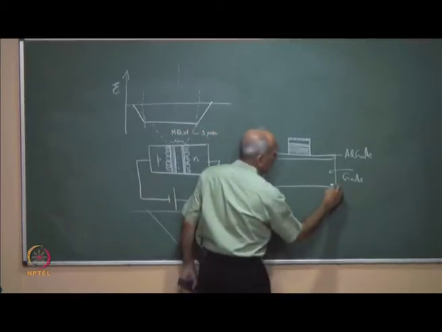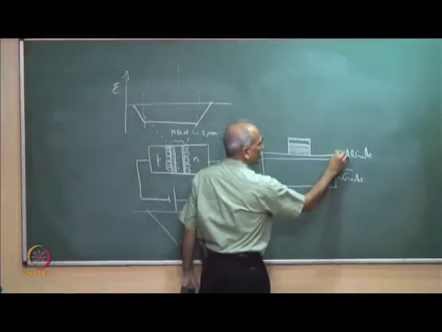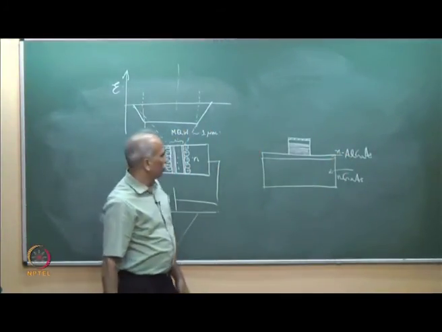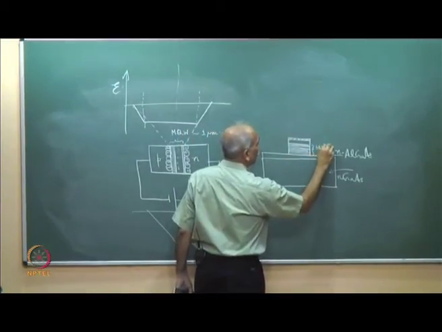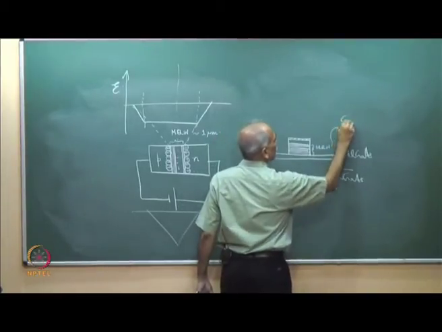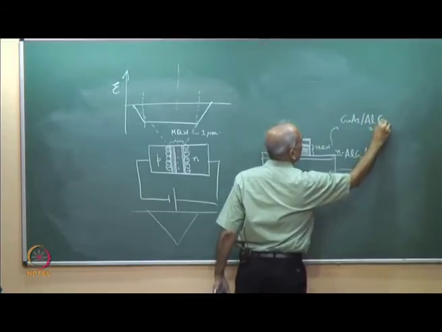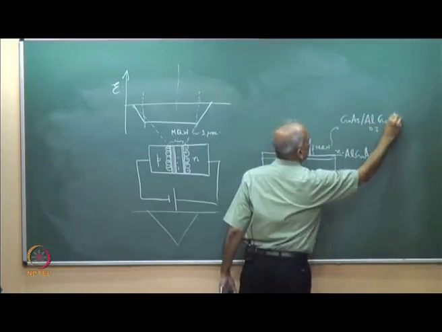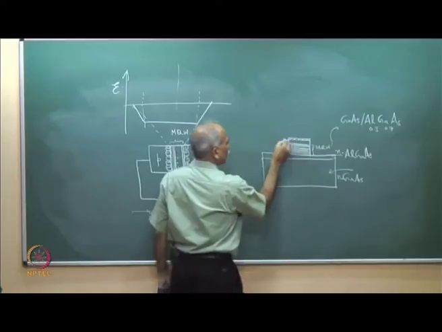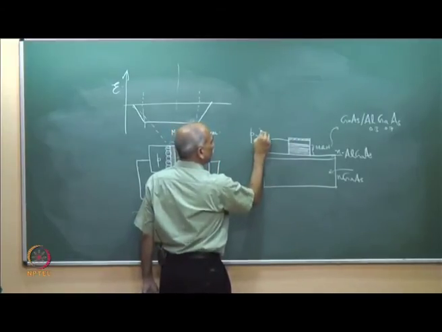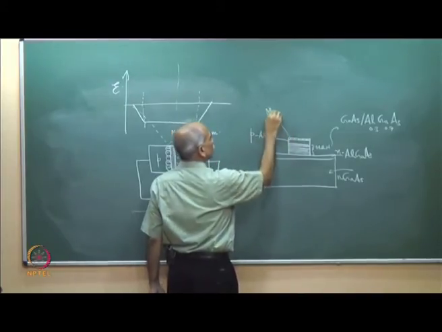First start with N gallium arsenide substrate. On this you deposit N aluminum gallium arsenide, and then you deposit the multi quantum well structure, MQW. This MQW comprises gallium arsenide and aluminum gallium arsenide, Al 0.3 Ga 0.7 arsenide. Over that you have P type aluminum gallium arsenide, and over that the metal electrode.